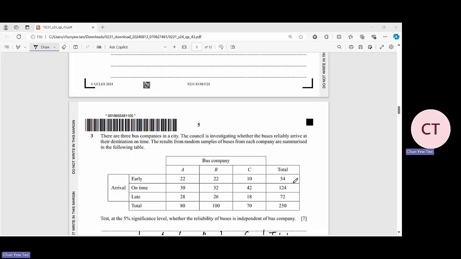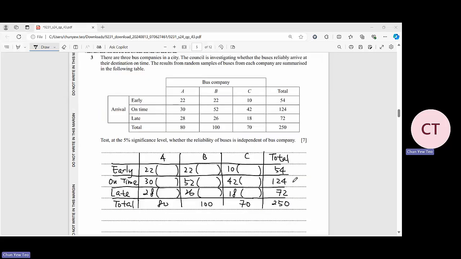In order to do this hypothesis test, we know that this is a chi-square test. And since this is a contingency table, we will redraw this table. To save time, I have drawn the table for you.